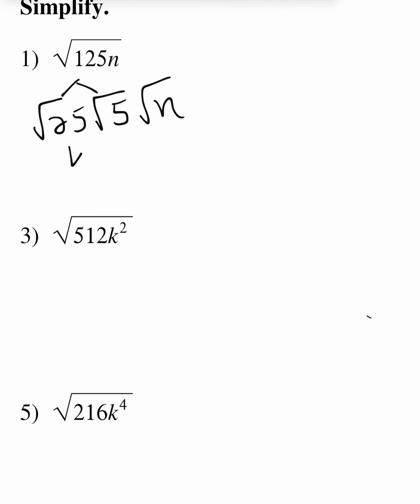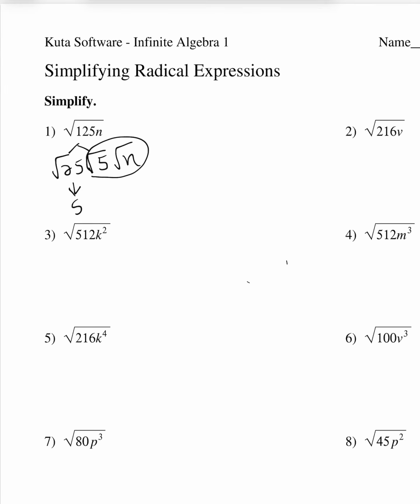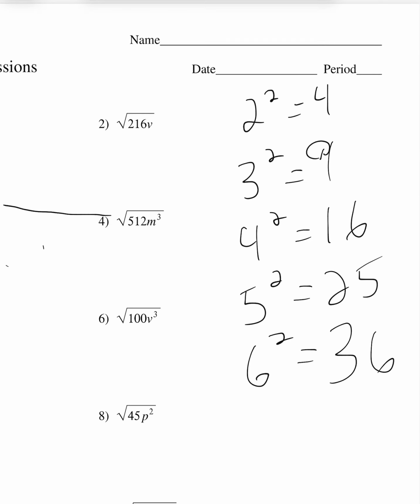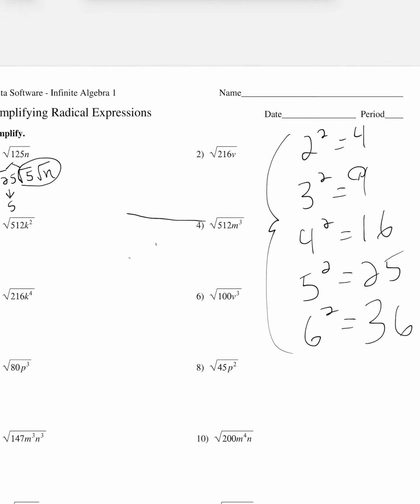Well, it's because 25 is a perfect square. We know the square root of 25 is 5. 5 times 5 is 25. But these two, when you look at them, you have to ask yourself, if we go back over to our menu here, are any of these numbers, can they go into 5?